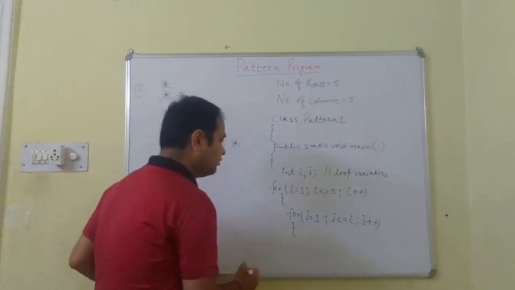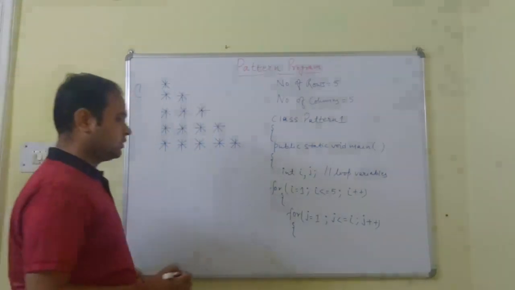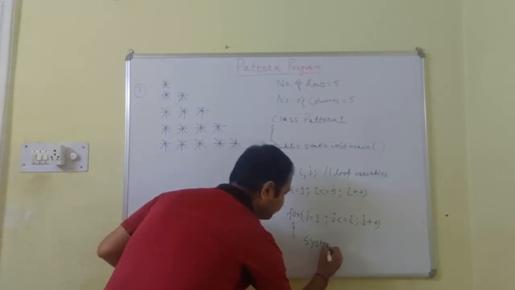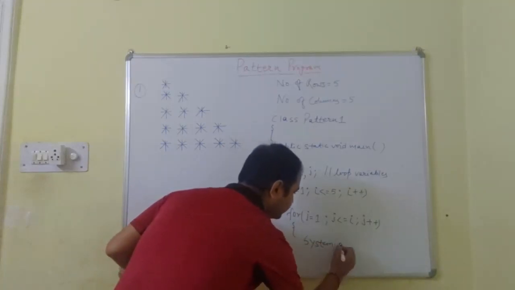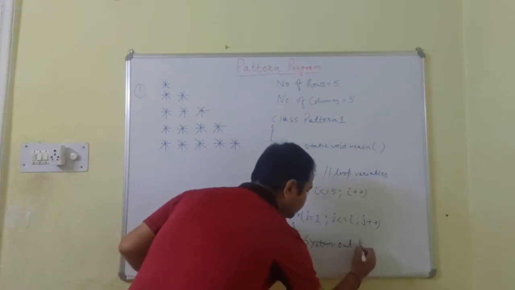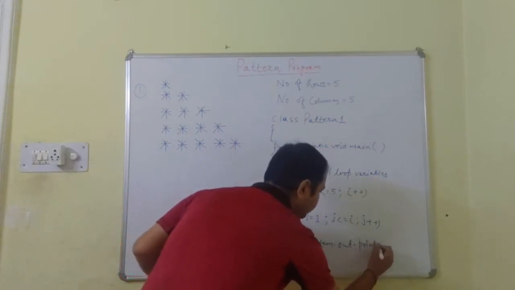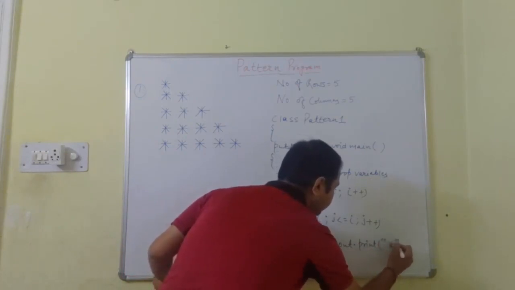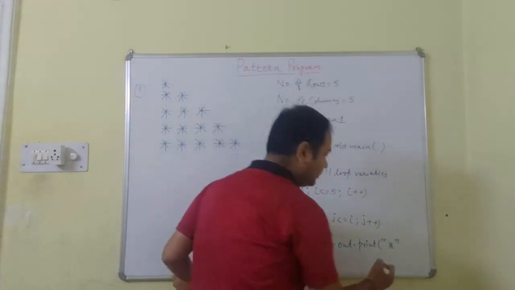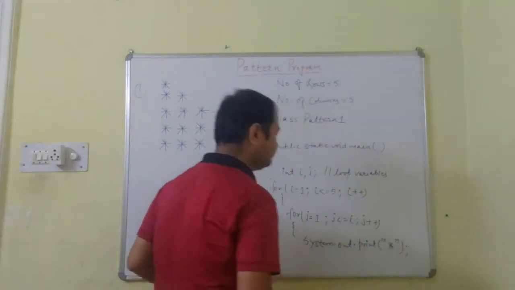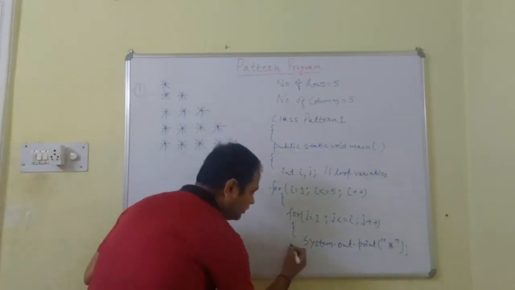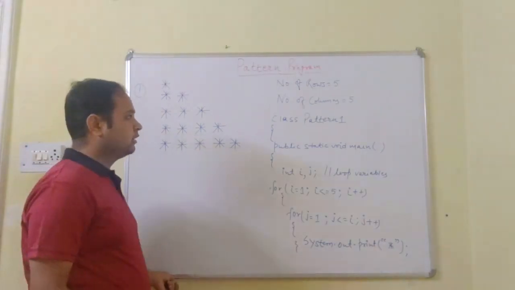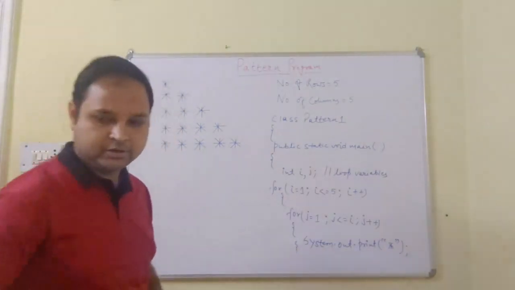Thereafter, what do I have to print? I have to print a star. So I will write here System.out.print, and within double quotes I write star, double quotes close, bracket close, semicolon. Then I will close the inner loop.